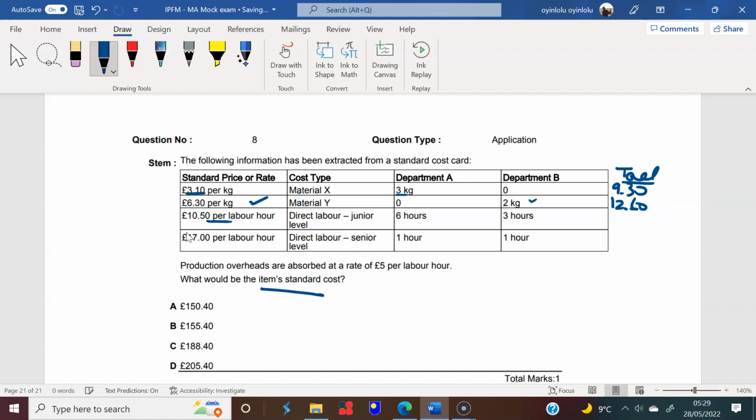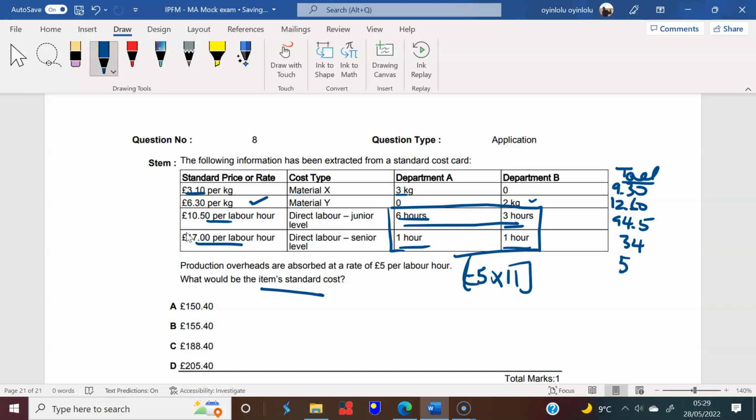Then I have £10.50 times, well, both hours. £10.50 times 9 is 94.5, because you're paying per hour. Then you have £17 times 2 hours, which is 34. It also says you have production overheads at a rate of £5 per labor hour. Every hour you had £5 of overhead associated with it. So 5 times 6 plus 3, 9, plus the 2, 11, which gives you 55.